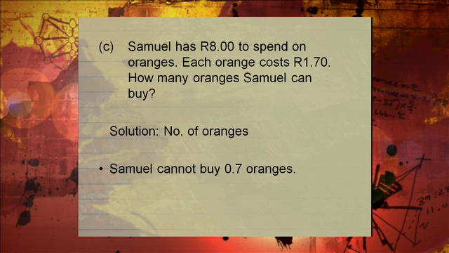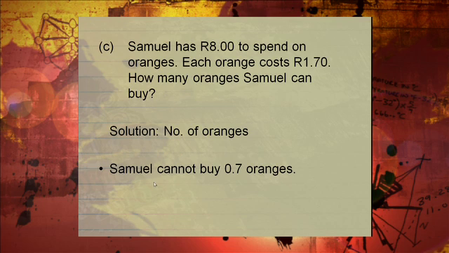Good. Okay. Now, we come into the next example of Samuel. What Samuel does is, have a look. Samuel has 8 rand to spend on oranges. Each orange costs 1.70, which is 170 cents. How many oranges can Samuel buy from 8 rand? Cool. 8 rand in the pocket. He wants to buy some oranges, each one is 170. Okay, how many oranges? Mathematics behind that. Simple one. Create your own formula.